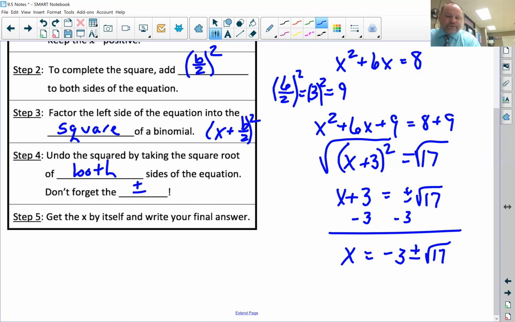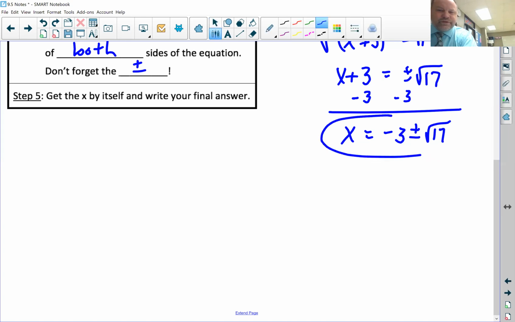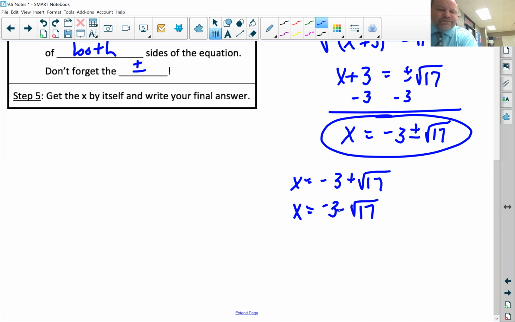And we could check to see if the square root of 17 reduces, and we should check. But in this case, 17 is a prime number, so it will not reduce. So I have 2 solutions. It doesn't look like it, but this is the way I would write my solution. My solutions are x equals negative 3 plus the square root of 17, and x equals negative 3 minus the square root of 17.